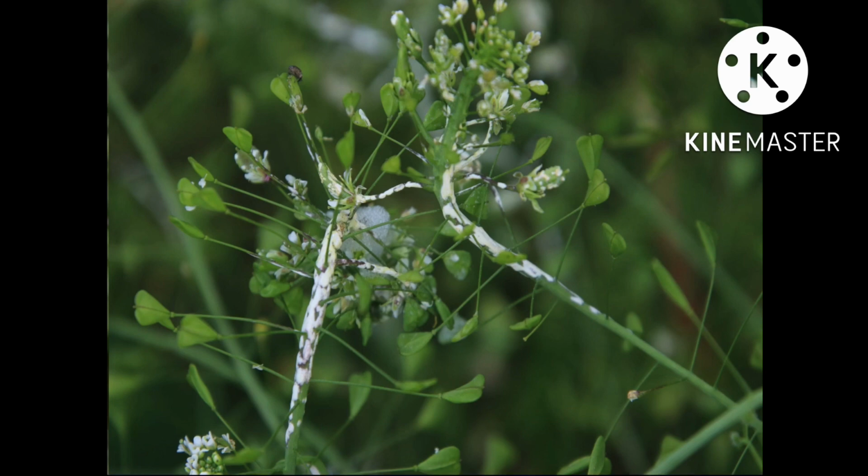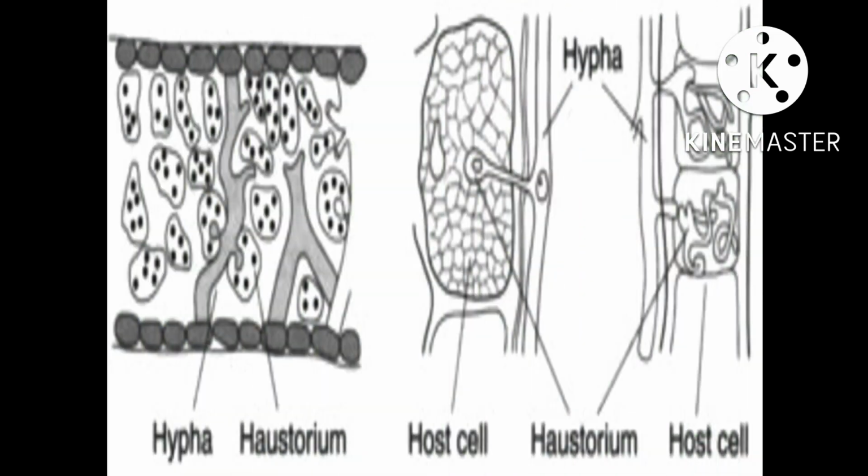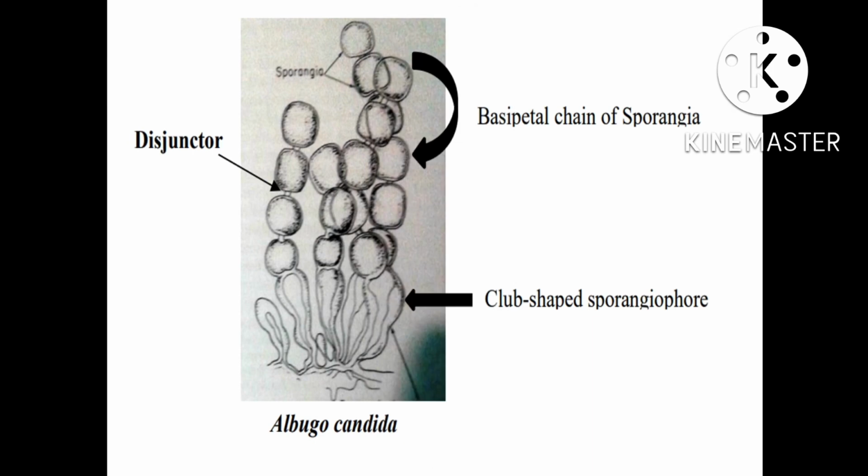Albugo candida is an obligate endoparasite that produces coenocytic mycelium in the intercellular space of the host. It sends button-shaped haustoria to absorb the food material. Asexual reproduction occurs by the formation of conidiosporangia produced in chains in basipetal succession on the conidiophores.